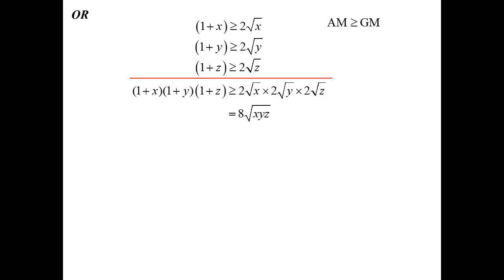Multiply those 3 things together, I now have 1 plus x times 1 plus y times 1 plus z is greater than or equal to 2 times that, which works out to be 8 root xyz. But hang on, if you recall, they said that that was 8. There's the answer. It's a little bit quicker. Nowhere near as much fun though.